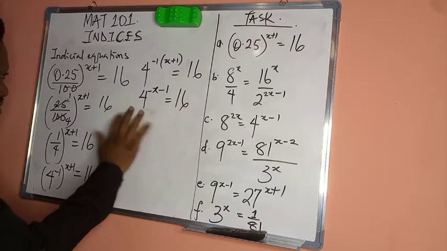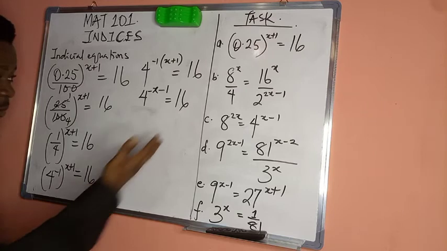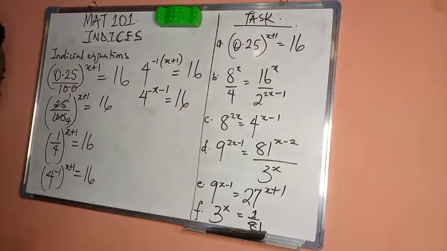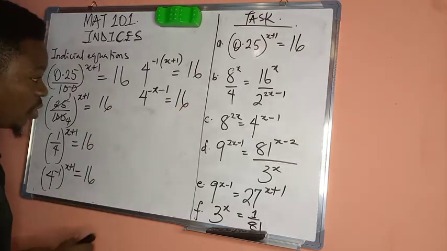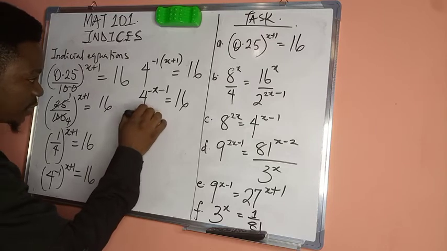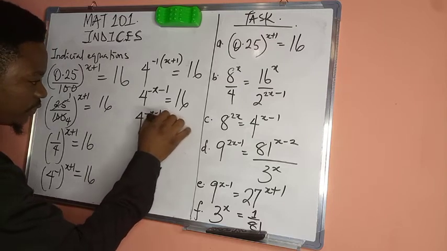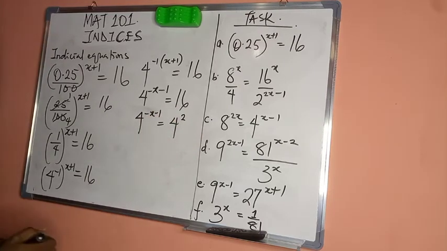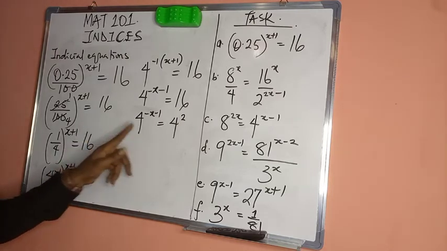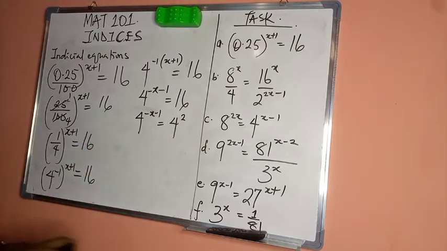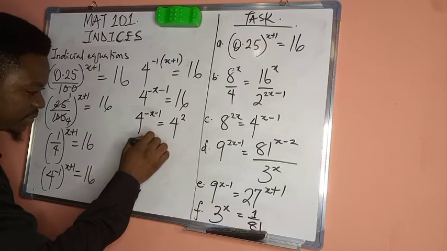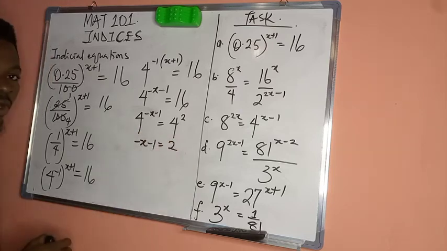Now we are back to where we can move forward if we make 16 a base 4 number. We know that 16 can be 4 raised to power 2. That now becomes 4 raised to power minus x minus 1 equals 4 raised to power 2. At this junction, it's obvious that the bases are equal, so we equate the powers. That's minus x minus 1 equals 2.